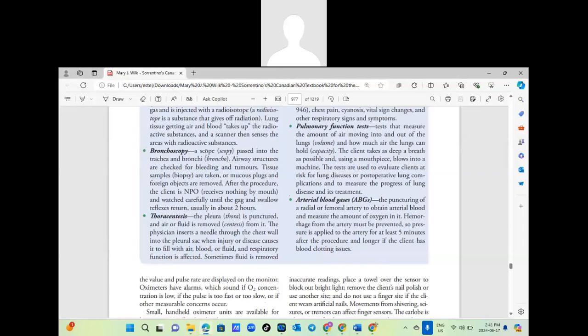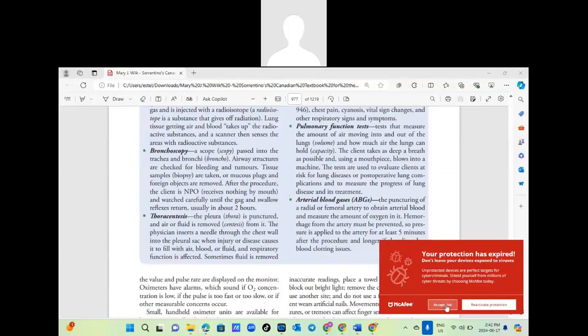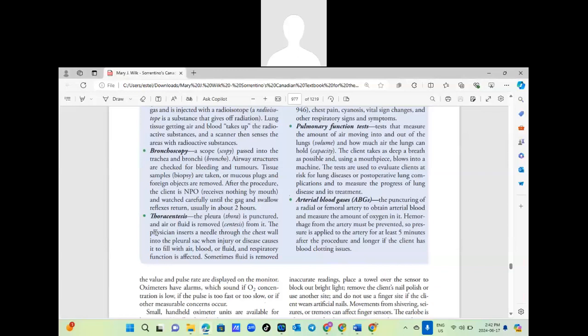So after the procedure, the client is what? NPO. What is NPO? Nothing by mouth. So the client receives nothing by mouth and is watched carefully until the gag and swallow reflex return, usually about 2 hours, because the scope goes to your throat, into your trachea, into the bronchi. So, of course, you have to rest your throat first before having food. Okay, so nothing by mouth.